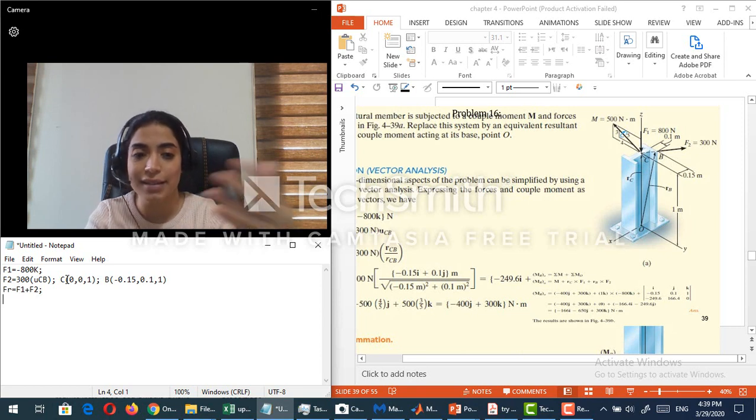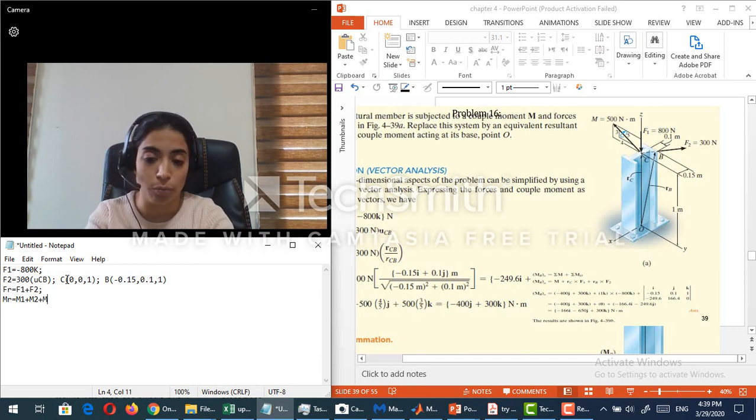Now here, guys, since this is 3D, I should find this M resultant using the vectorial method, but don't forget that I have an external moment here that is equal to 500 Newton meters. So basically my M resultant will be equal to M1, the moment of the force F1, plus M2, the moment of the force F2, plus M in vector form. Okay, so let's find M1.